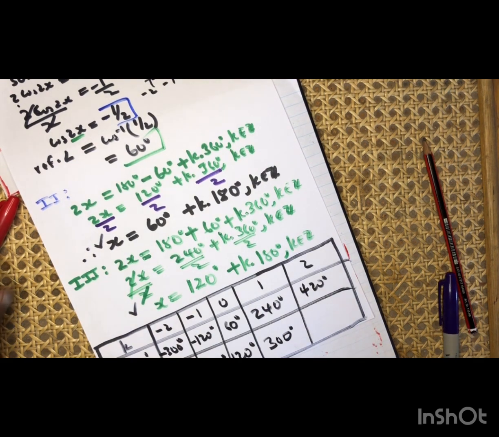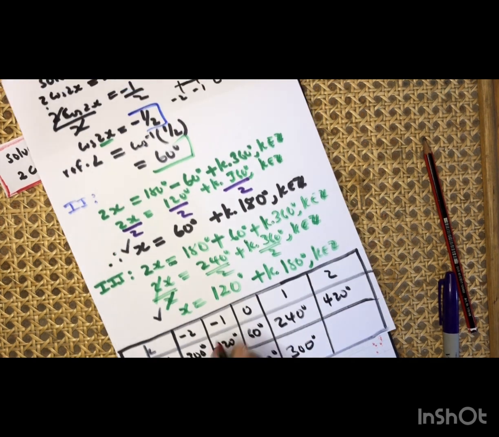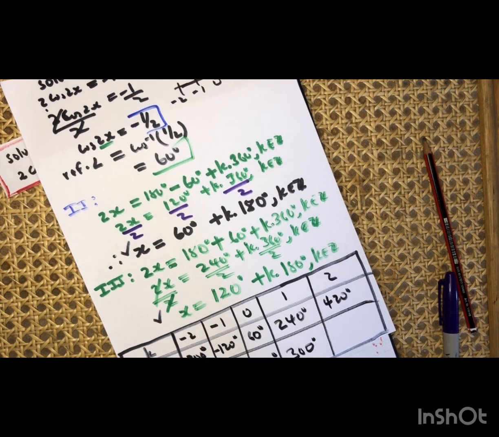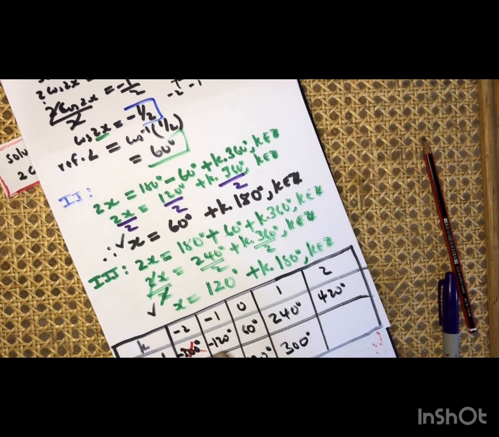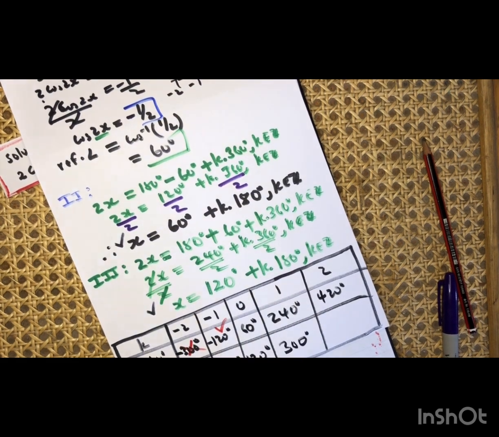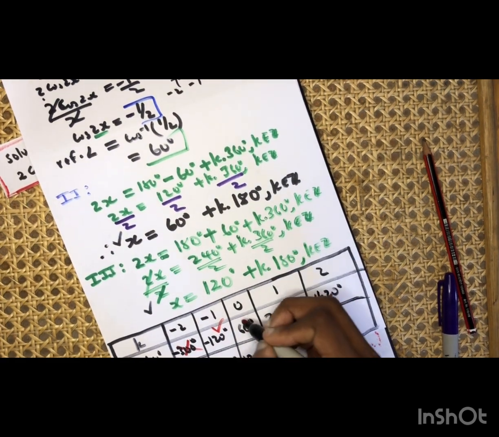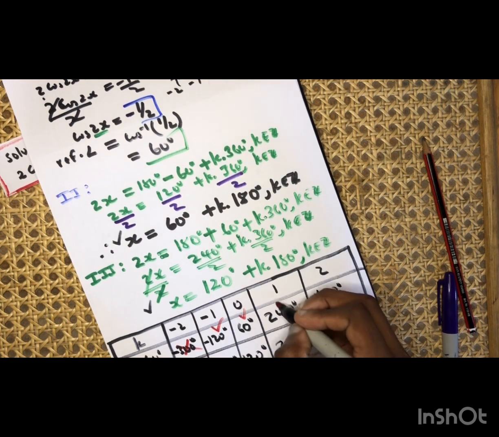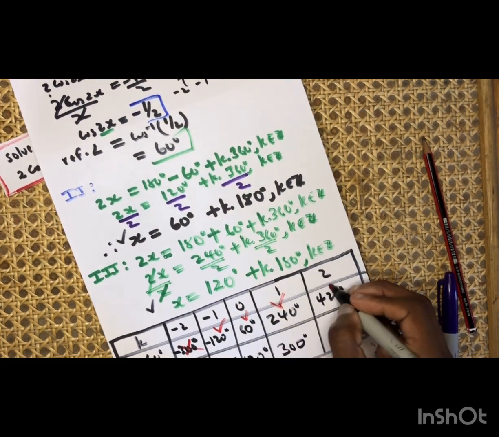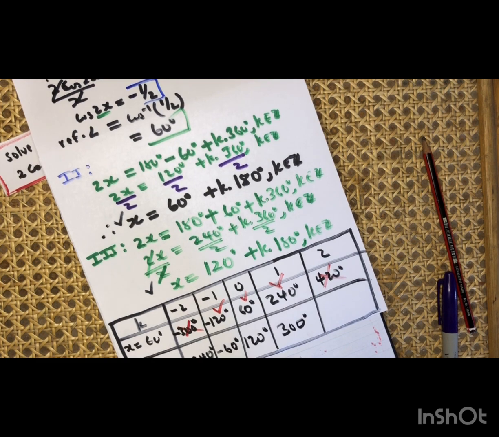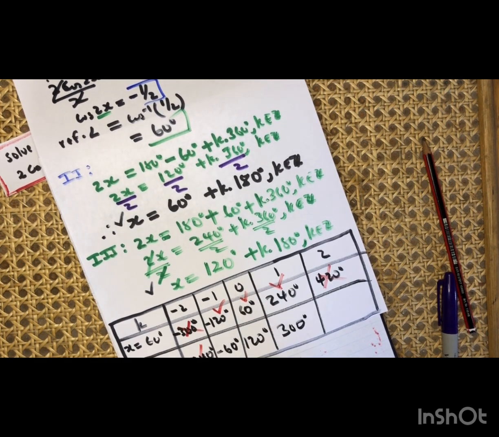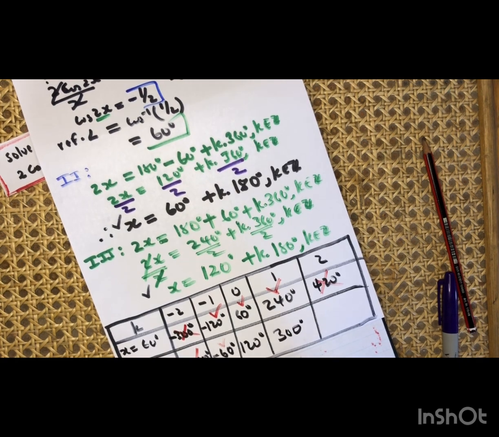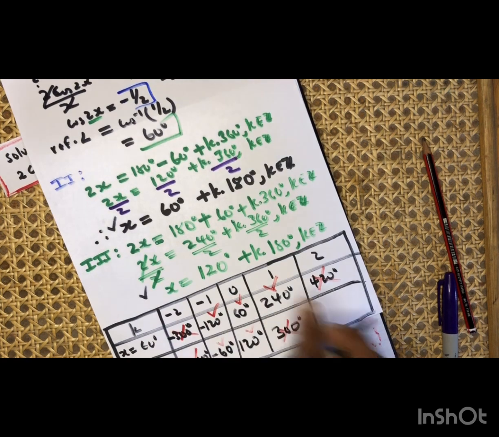Then you need to ask yourself, which values do you need? We need the values between -180 and 270. This one is less than -180, so we don't need -300. Do we need -120? Yes, we do. This is my solution. Do we need 60? Yes. Do we need 240? Yes. But do we need 420? No, I eliminate. Do we need -240? No. Do we need -60? Yes. Do we need 120? Yes. Do we need 300? No. So these are your solutions.